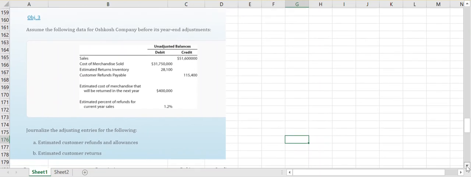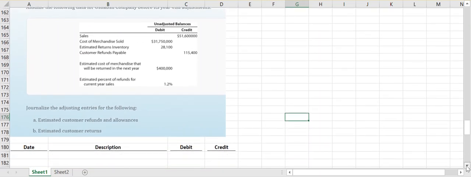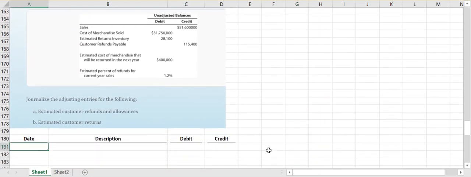So we need two adjusting entries, one to record how much we need to put aside of estimating what we're going to have to give back to our customers in refunds, and also estimating how much of our inventory we're going to get back over the next year. So for the first one, estimating how much customer refunds we're going to have to give. When someone gives something back to us, it's reducing the amount of revenue that we're going to have. So we have to reduce our revenue by the estimated amount that we're anticipating that's going to be returned to us during the upcoming year.